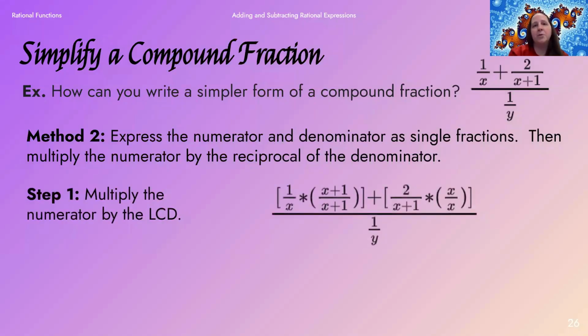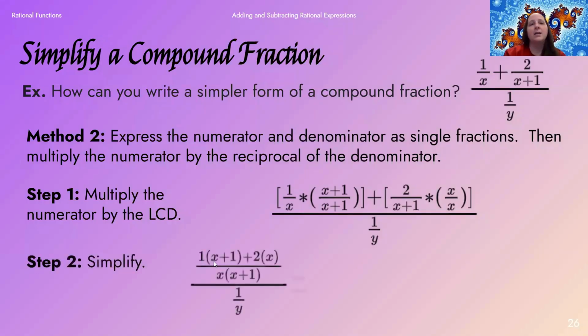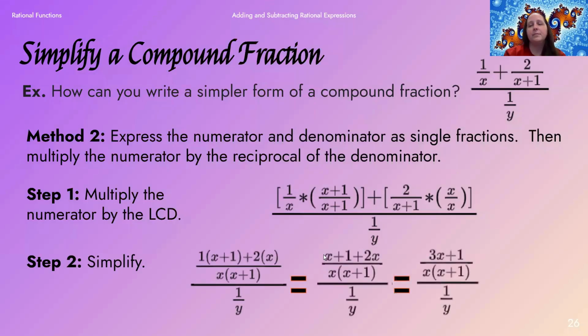So I'm going to take my first fraction and multiply it by the denominator of my second fraction in my numerator. Okay, and I'm going to take my second fraction and multiply it by the denominator of my first fraction in the numerator. Okay. I can simplify that. Okay, which gives me 3x plus 1 divided by x times x plus 1.